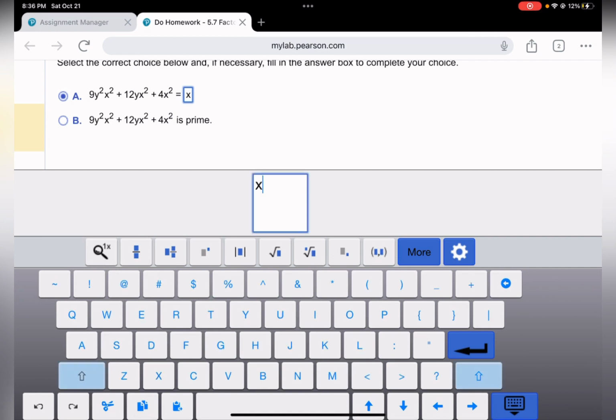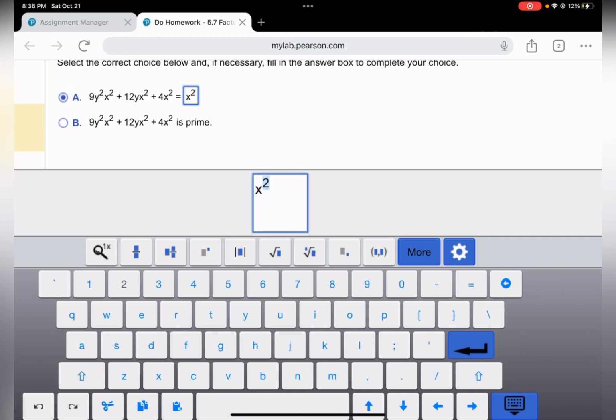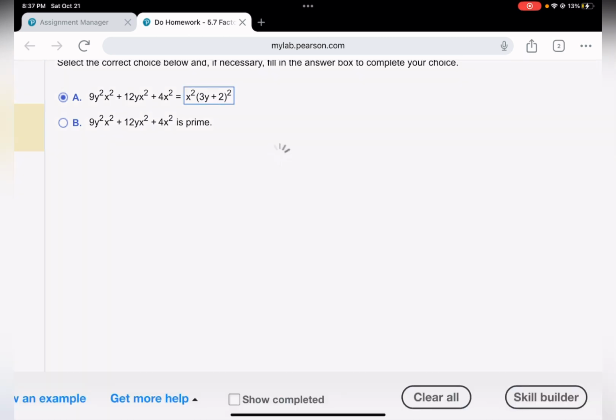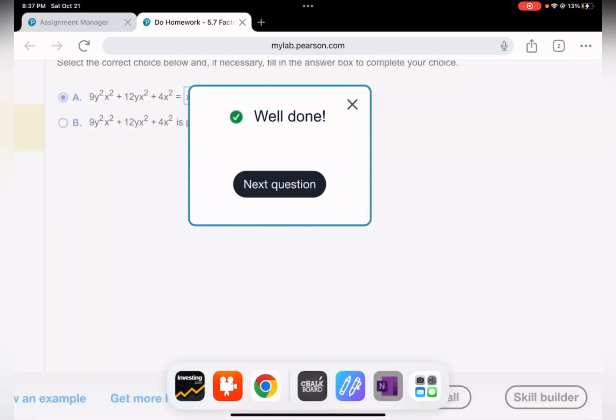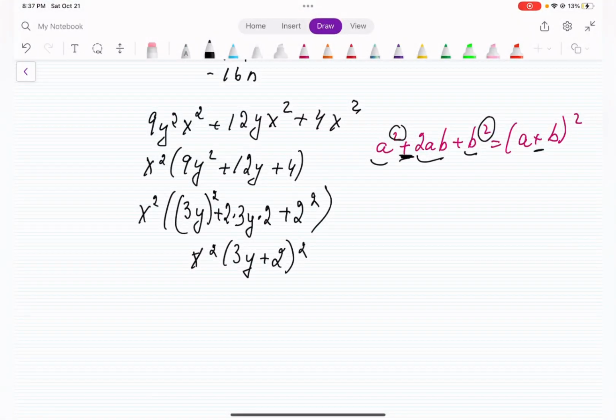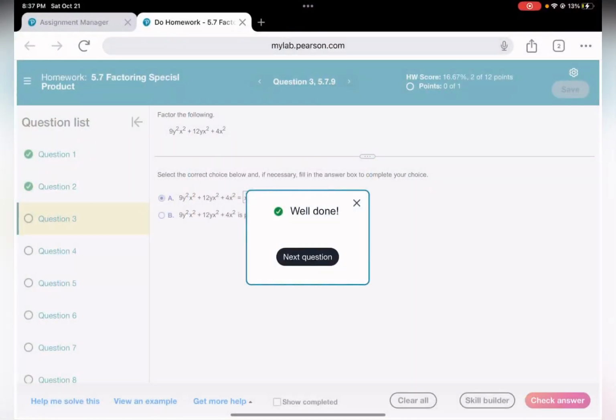x squared, and then parentheses, 3y plus 2 squared. Very good. Did I put here that square? Yes, I had square there. Okay.